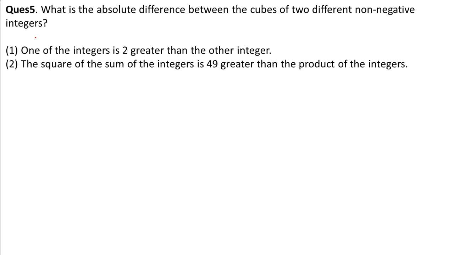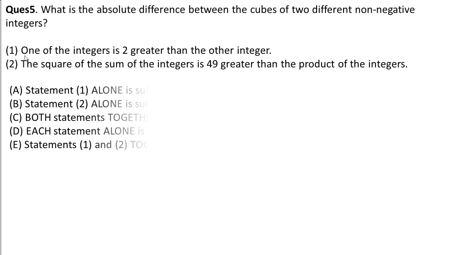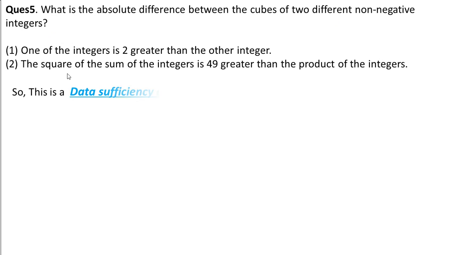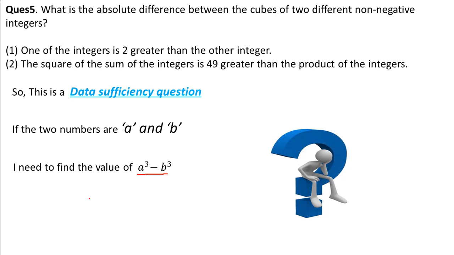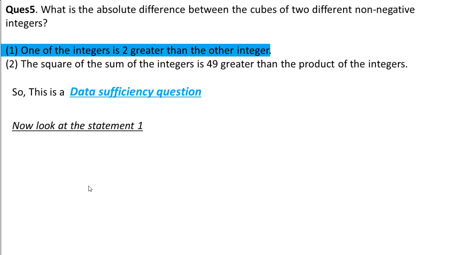Now let us move to the final question, that is question number 5. What is the absolute difference between the cubes of two different non-negative integers? This is again a data sufficiency question as I am given two statements. So let us assume the two numbers to be a and b. I need to find the value of a cube minus b cube. The first statement says one of the integers is 2 greater than the other integer. So let us assume the integers a and a plus 2.